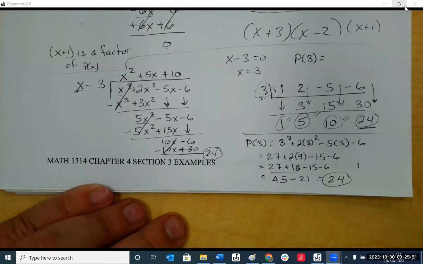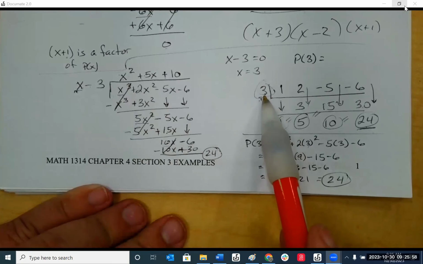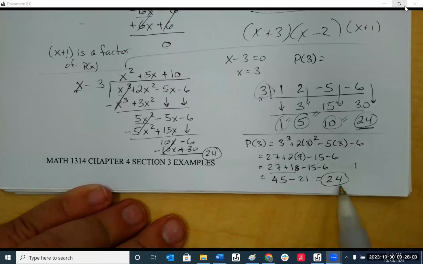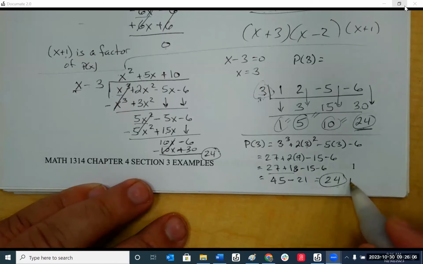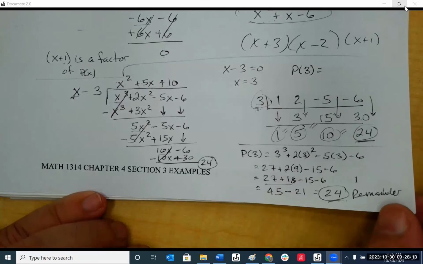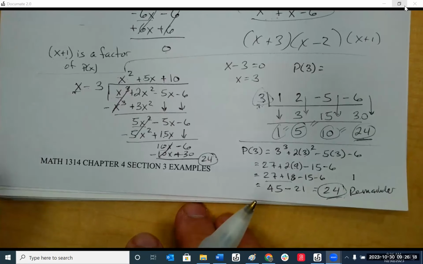That works. So again, you have 3 methods now to see if something's a factor: long division, synthetic division, or you can solve the factor and plug it in there. This will always give you the remainder. So it's whatever method you want to use to find factors. Oh, I gave you an example here too.